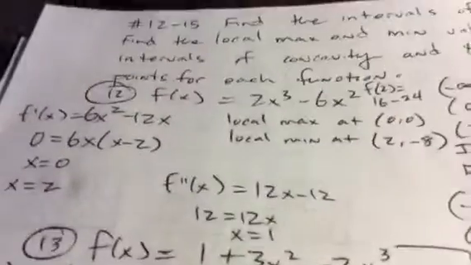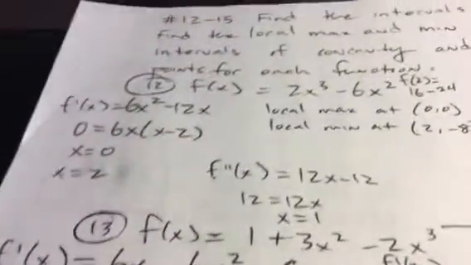Find the intervals of increase, decrease. Find the min and max values. Find the intervals of concavity and any inflection points. Okay, this is worth like 6.5 or 7 points. You're going to have 2 of these on your quiz.